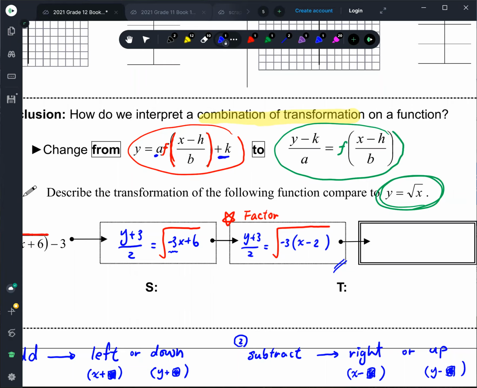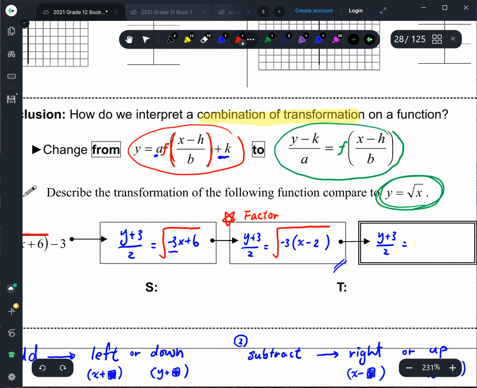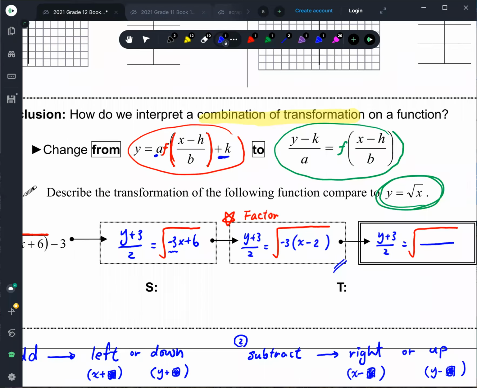All right, so once you get here, then you have one last step to do, okay? You just need to move the -3 away to the bottom. So y plus 3 over 2, square root, and then we move the -3 to the bottom. Okay, so Jenny, what will be the final look? Would it be x minus 2 over negative 1 over 3? Negative 1 over 3? Perfect.